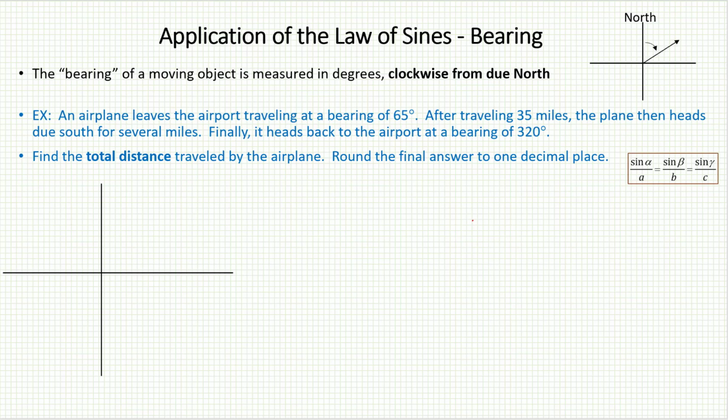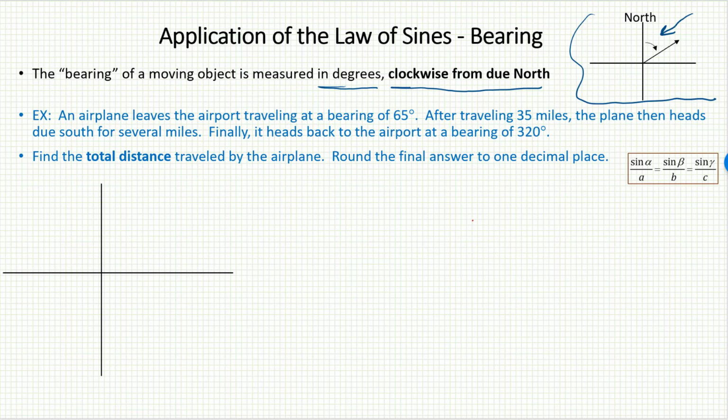Application of the law of sines: bearing. We're talking about navigation problems here. The bearing of an object refers to the direction that it's traveling. We're going to measure that bearing in degrees clockwise from due north. And I've got a little picture here. When we talk about bearing, we're talking clockwise from north.